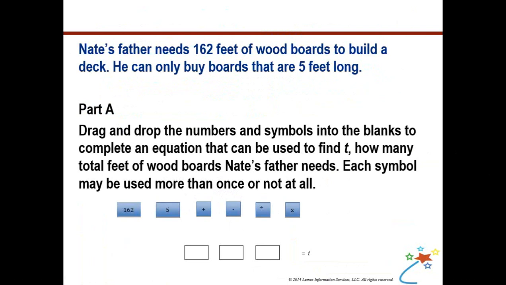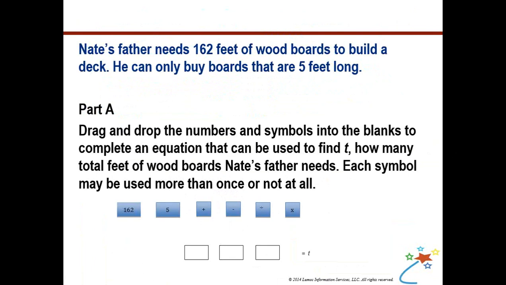Now, because he can only buy them in 5 feet long segments, we have to figure out how many times those 5 feet boards are going to go into the 162 feet. So in the second box, we're going to put divide. And in the last box, we're going to put the 5. So our equation is going to be 162 divided by 5.